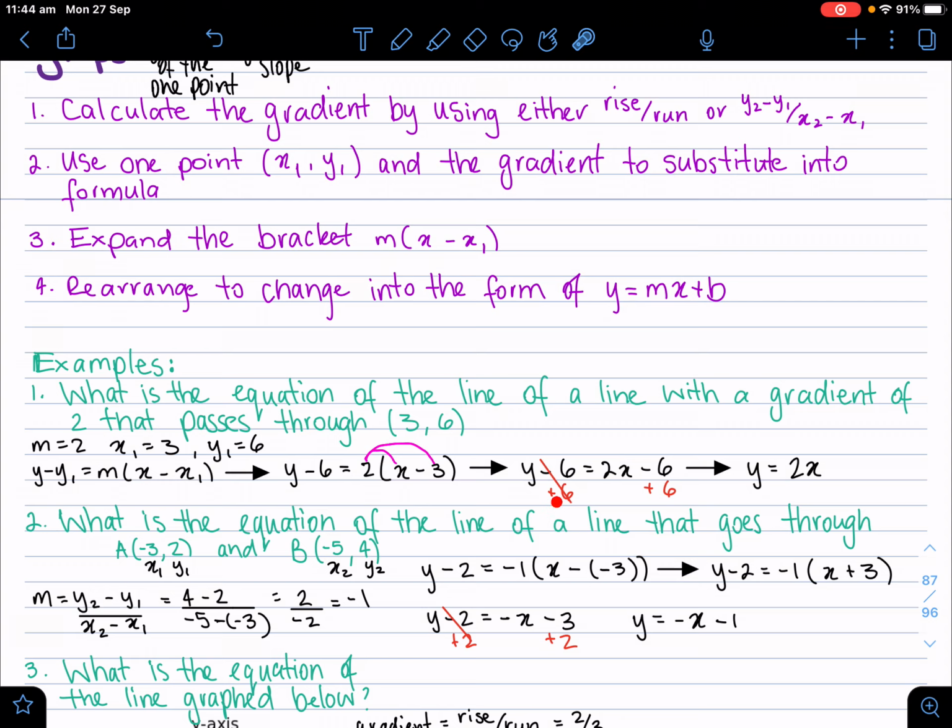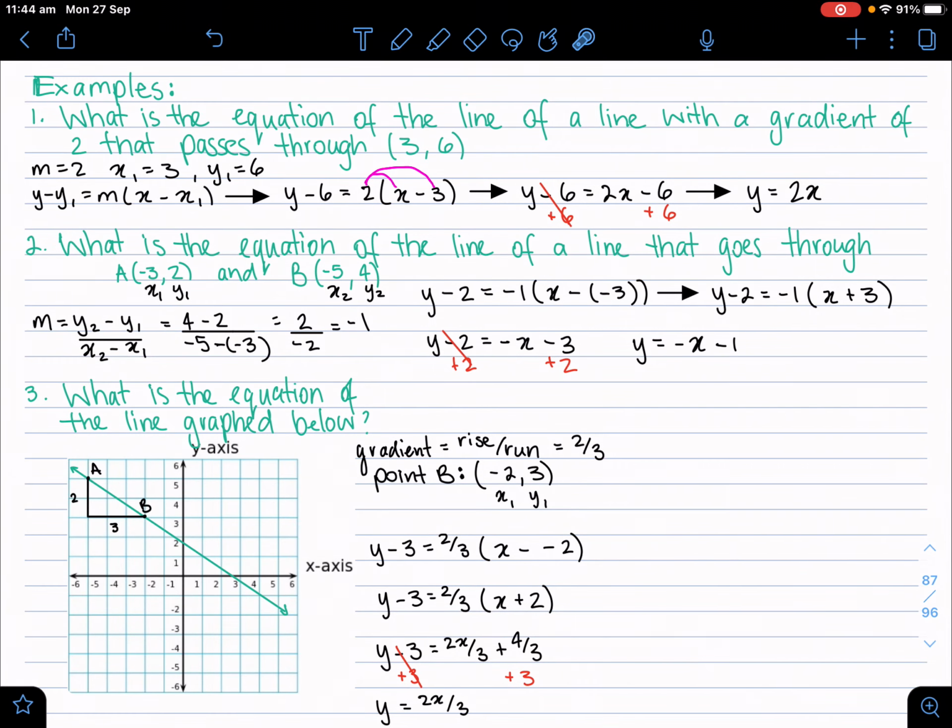Basic equations, whatever I do on one side, I have to do on the other. So minus 6 plus 6 is 0. So y equals 2x plus 0. But I don't write the plus 0, I just write y equals 2x. That is the equation of the line that has a gradient of 2 and passes through point (3, 6).